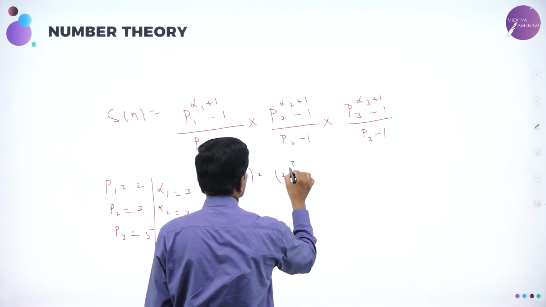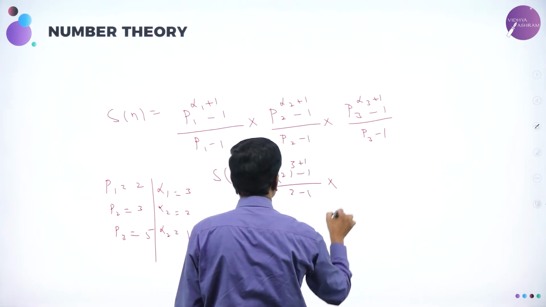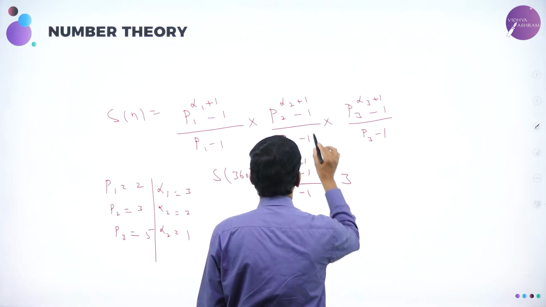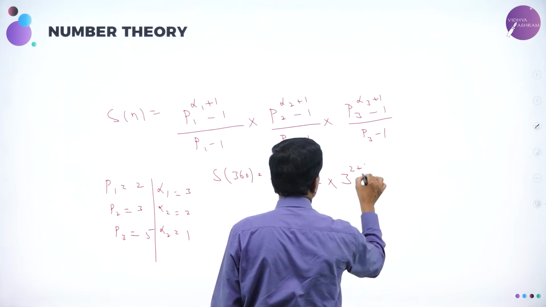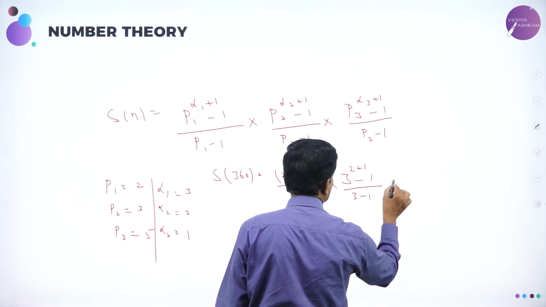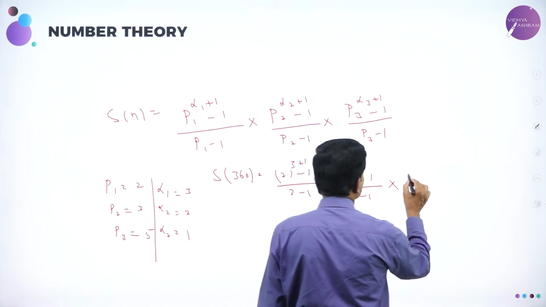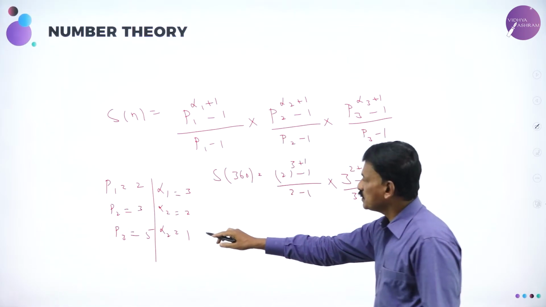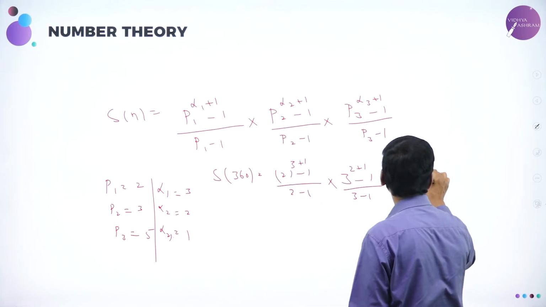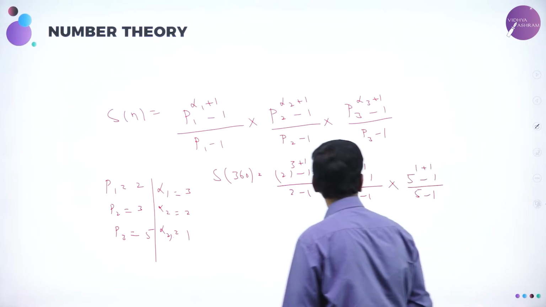Alpha 1 is 3, so 3 plus 1 minus 1 divided by P1 which is 2 minus 1, into P2, which is 3 to the power of alpha 2. Alpha 2 is 2, so 2 plus 1 minus 1 divided by P2 which is 3 minus 1, into P3, which is 5 to the power of alpha 3. Alpha 3 is 1. So 1 plus 1 minus 1 divided by P3, which is 5 minus 1.